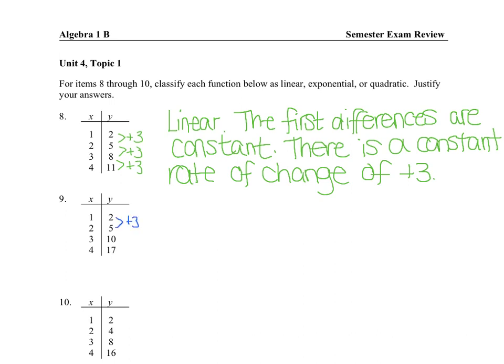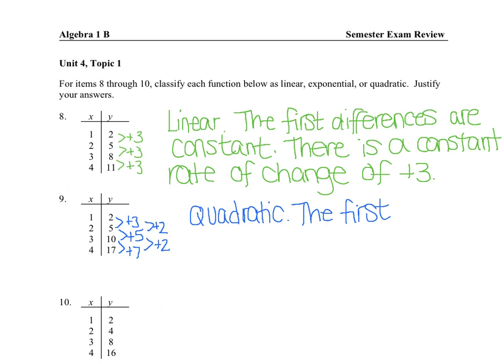Question number 9, if we look at it, we can see that it's not going to be linear. This is going up by 3, this is going up by 5, and this is going up by 7. But when we look at our second differences, we can see 3 plus 2 is 5, 5 plus 2 is 7. This tells us that our function is quadratic. So it's quadratic because the first differences are linear. This means that our first differences, which are these right here, have a constant rate of change of 2.